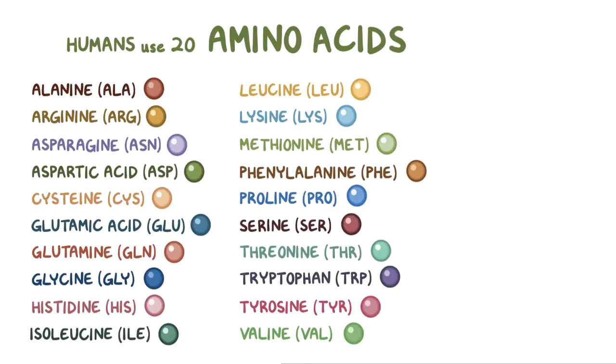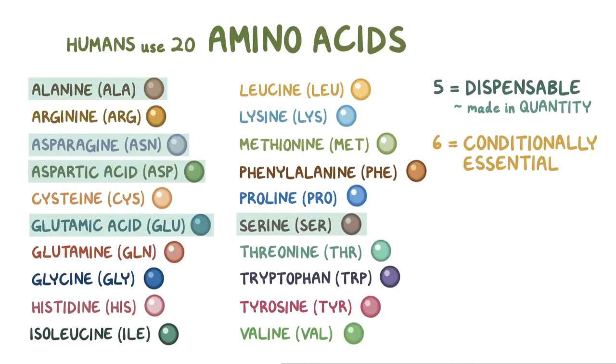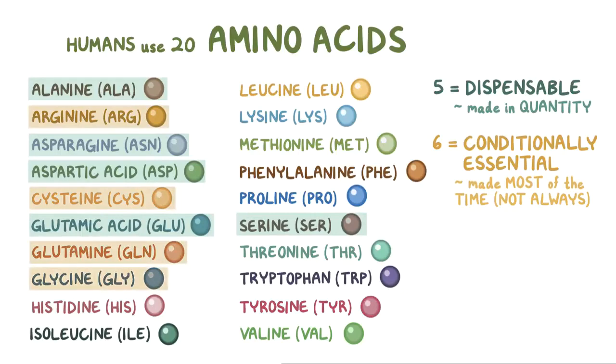we cannot make ourselves. There are 5 amino acids that are dispensable: alanine, asparagine, aspartic acid, glutamic acid, and serine, because we can make them de novo ourselves at any time, and in good quantity. Then there's 6 of them that we call conditionally essential, because we can make them most of the time, but not always. And these are arginine, cysteine, glutamine, glycine, proline, and tyrosine.